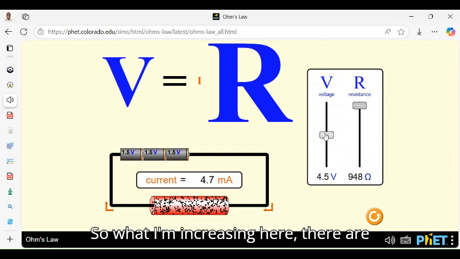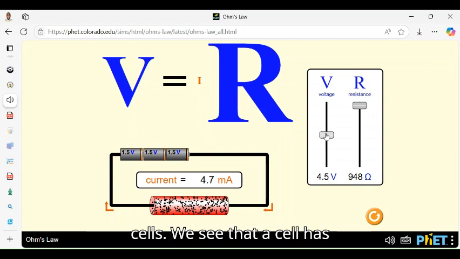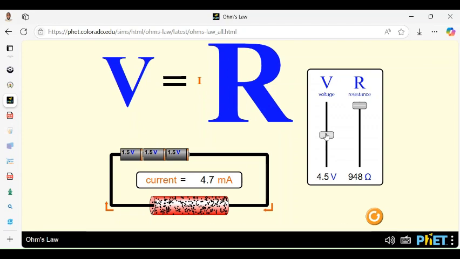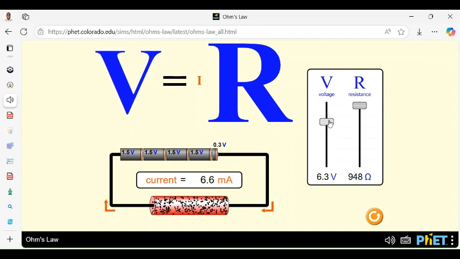So what I'm showing here, there are cells. We see that a cell has the EMF of 1.5. That is the pressure that is forcing current to flow.